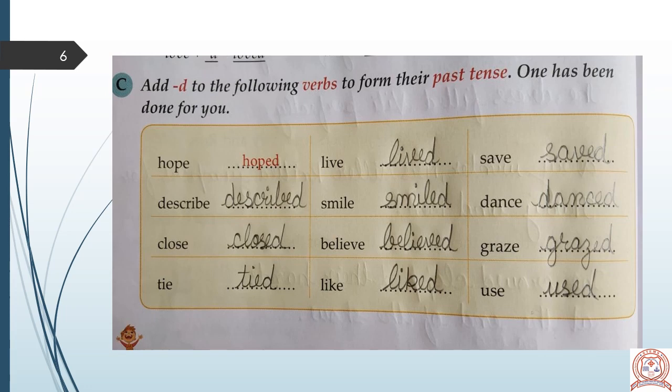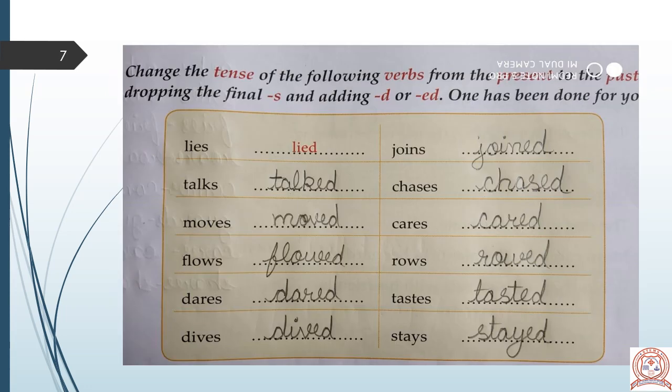Next, tie. T-I-E. And if we add D to it, it will become tied, T-I-E-D, tied. So students, you have to complete this exercise like this only by adding D to it and making it in a past tense. Next exercise on page 35.